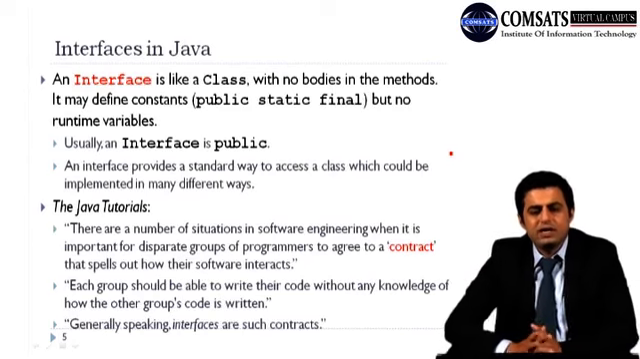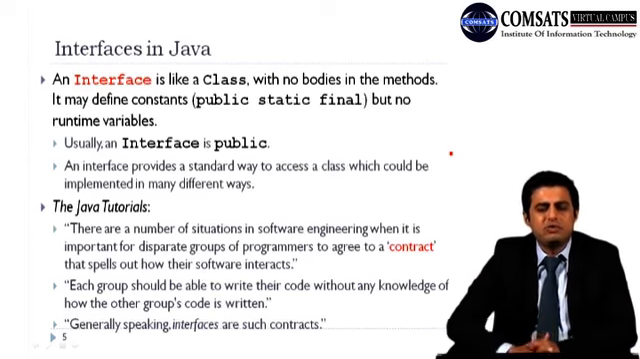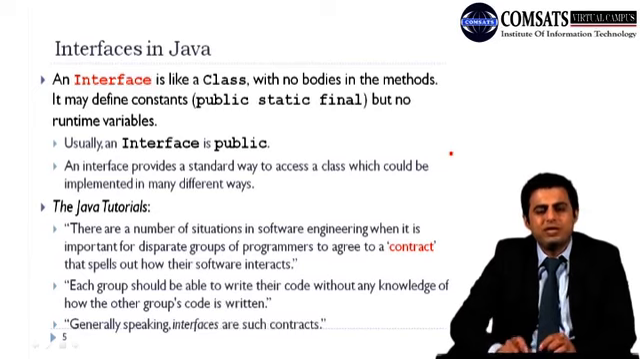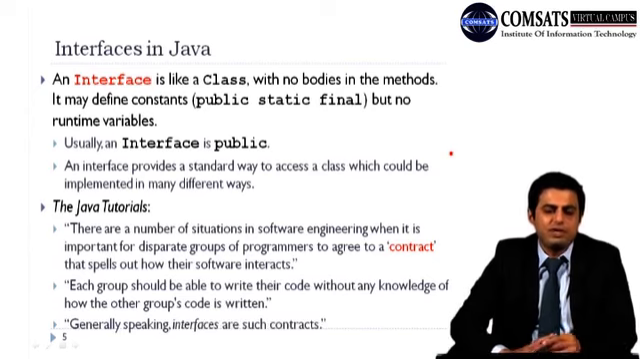Okay, interfaces in Java are just like classes with no bodies in the methods. They may define constants, public, static, and final, but no runtime variables. Now interfaces, as I told you before, don't have attributes, but if you want to add some constants which are just like attributes, then you will have to use these three modifiers with them: public, static, and final. But mind you that they cannot have runtime variables.